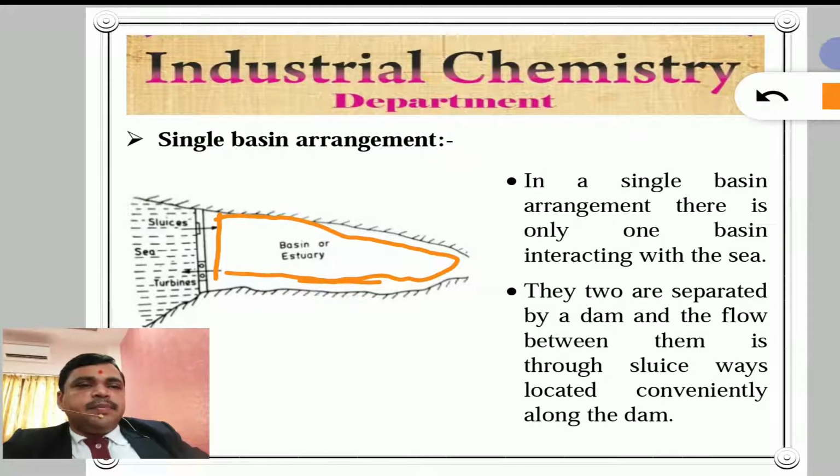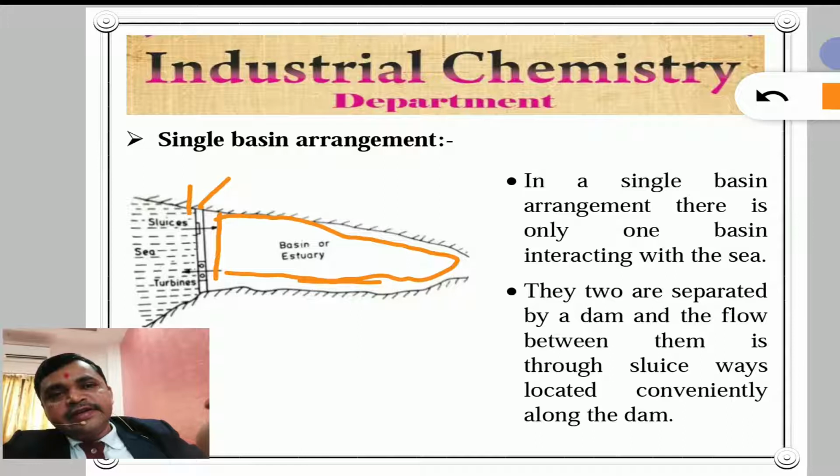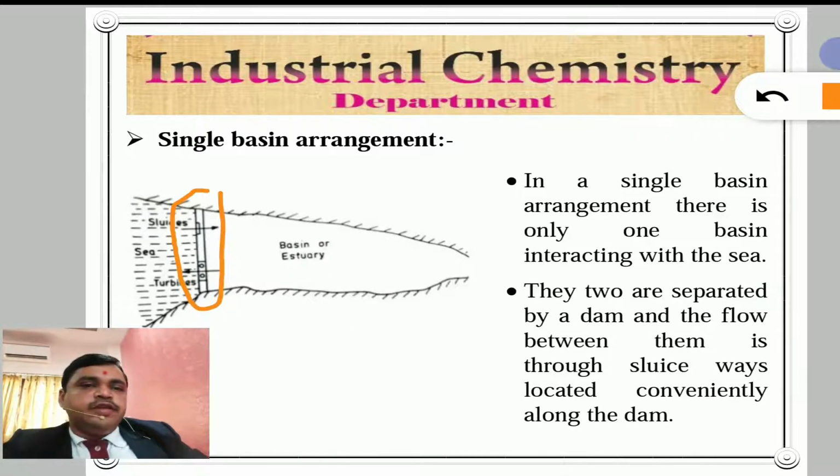The two are separated by a dam. The basin and sea are separated by the dam. In the figure, this is the dam. So the basin and sea water are separated by a dam, and the flow between them is through sluiceways. Here is one sluiceway, and here is another. The sluiceways are located conveniently along the dam. In this figure, we arrange two sluiceways.